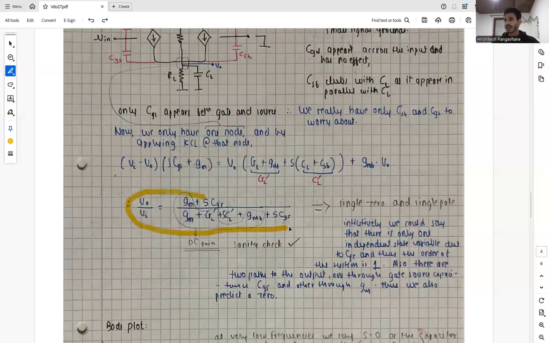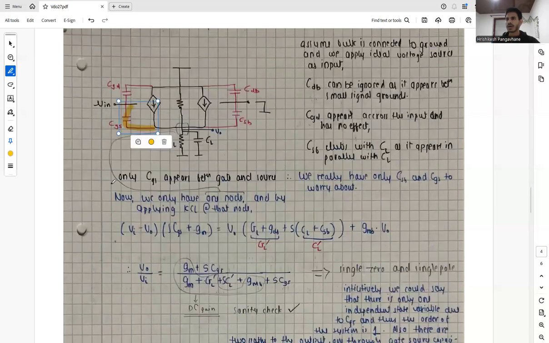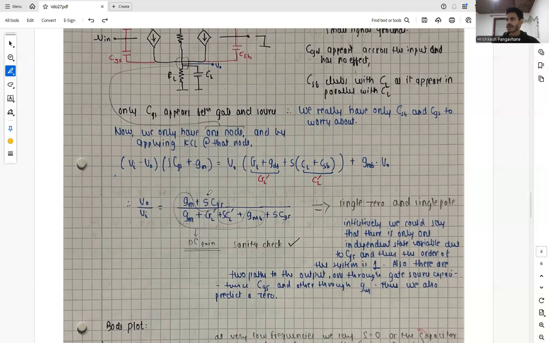So our transfer function comes out to be like this, and we can do a sanity check by considering S equals 0, where we get our DC gain, which is exactly the same as what we derived in the DC form. From this, we can say that we are expecting a single zero and a single pole. Intuitively, there is only one independent state variable in our circuit, which occurs due to CGS, so the order of the system is one. Also, there are two paths for the input to reach the output: one through the gate source capacitance CGS, and the other through the GM. Thus, we can also predict a zero.